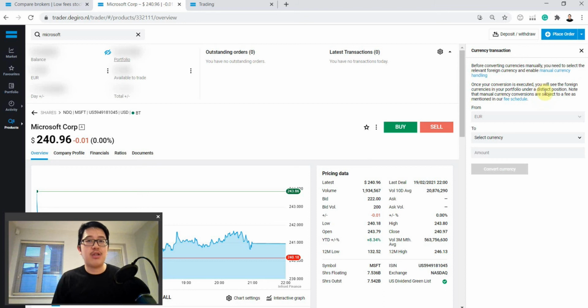And the fee that they charge you for the manual option is 10 euros plus 0.02% of the transaction amount. So if you have, for example, 10,000, you have to pay 0.02% of the amount that you're withdrawing. So that's the fee that they charge you for the manual option.